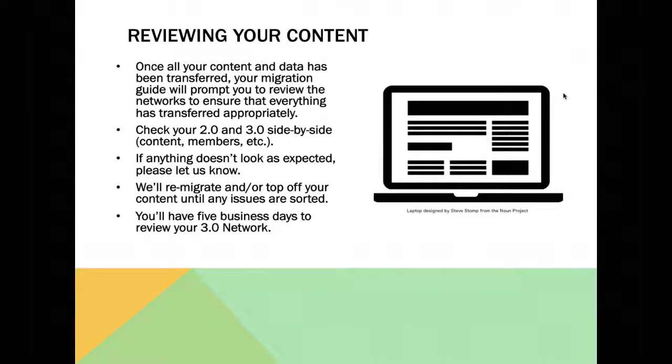And we are happy to remigrate a feature. So remigrating means something isn't looking right on photos. Let's just say 200 of your photos didn't make it over. I would probably just remigrate photos completely to see if that solves the issue. And another term is topping off. That means that maybe something new was posted to your 2.0 network during the migration process.